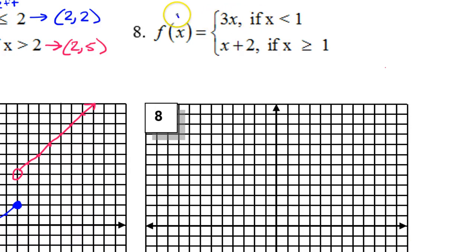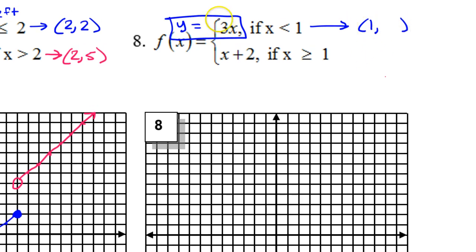Okay, so let's start with y equals 3x. Let's do this piece. Our endpoint is going to be 1 comma something. The y value is going to be 3 times 1, which is 3. So I'm going to have an endpoint at 1 comma 3. This will be an open circle because we want values that are less than 1, not equal to 1. So 1 comma 3 is open circle, showing that it's not included.